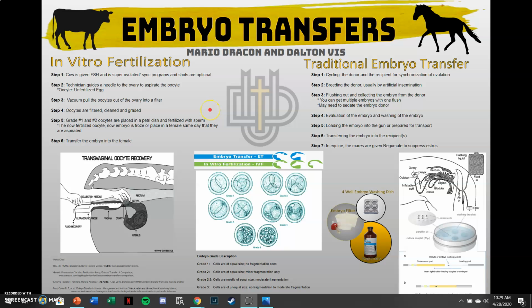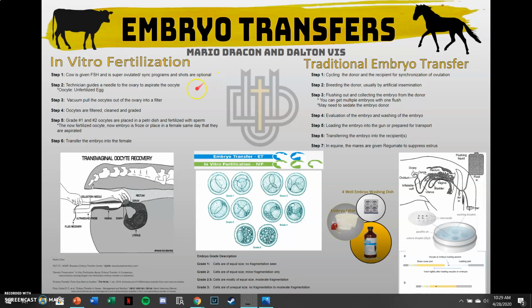The next process that we have here is in vitro fertilization, or IVF. I'll start with step one. Now, step one is optional. The cow is given FSH, so that it is super ovulated to sync the donor and the recip, just like traditional embryo transfer. Except in vitro fertilization, this part here is optional. The reason that it's given FSH is just to give the technician an easier time to find the follicle or the unfertilized oocyte. It's not generally needed if you have a good technician, but it can be helpful.